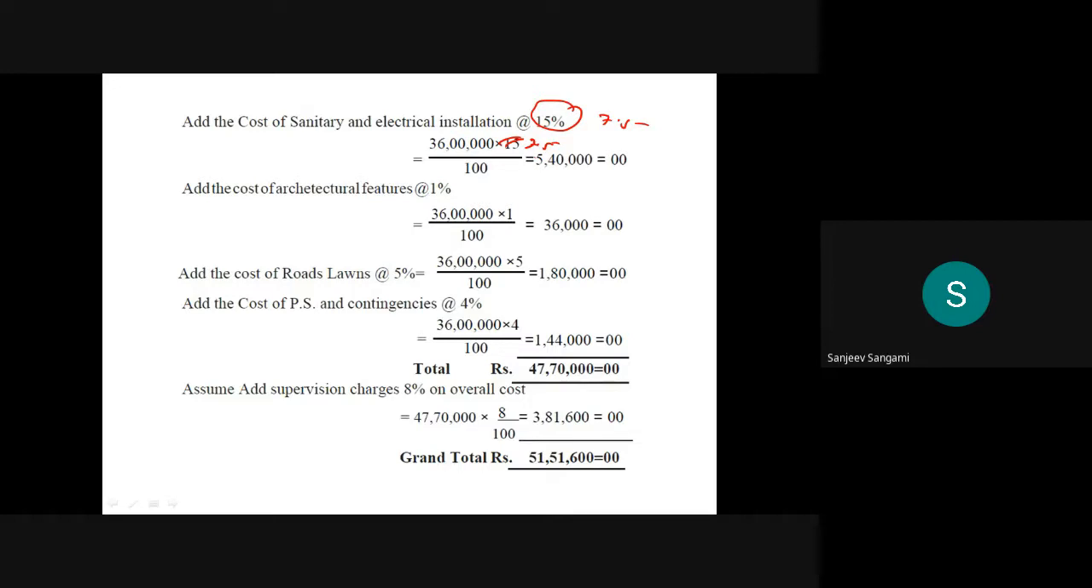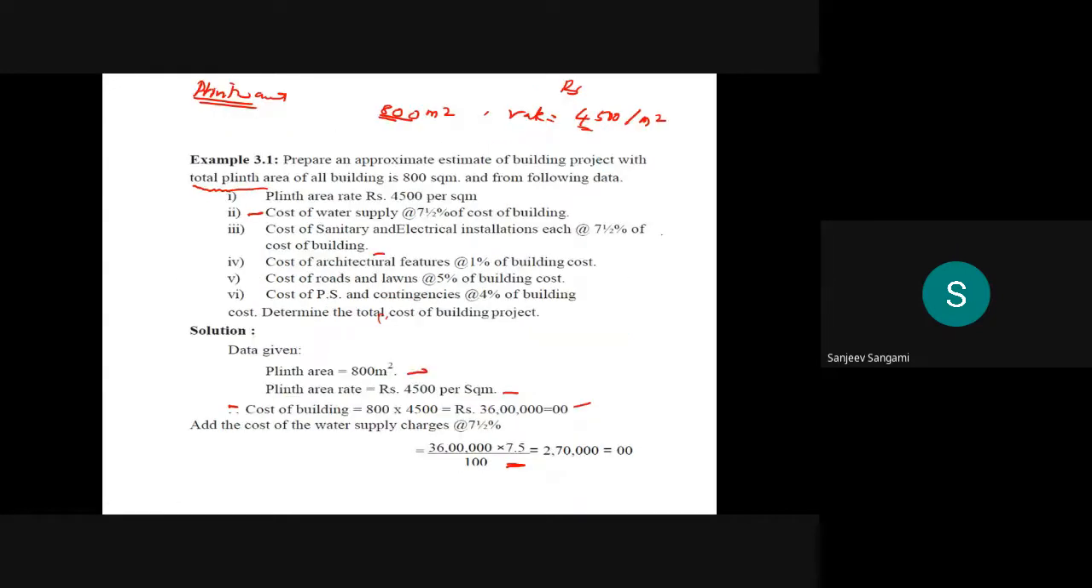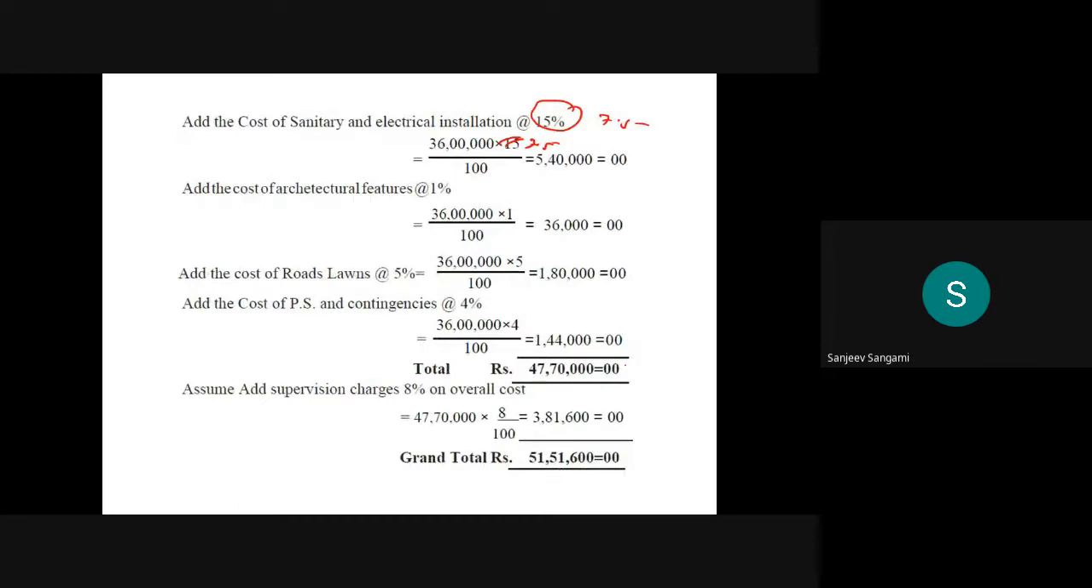7.5. He told that it is the cost of sanitary installations. So each is 7.5, sir. Cost of sanitary and electrical, each at 7.5. Electrical each is 15, correct. It is right. It is 15 only. Each at means it will be 15%. Right, 7.5 plus 7.5.